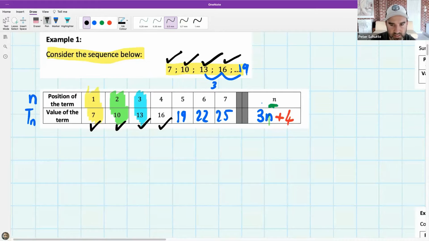3 times 3 is 9. 9 plus 4 is 13. Okay, so I feel comfortable that I've answered the question. And in the block at the end where there was just an N, all I'm doing for the one below it is writing the formula in. Okay, guys, so that's our example that I wanted to do for you.